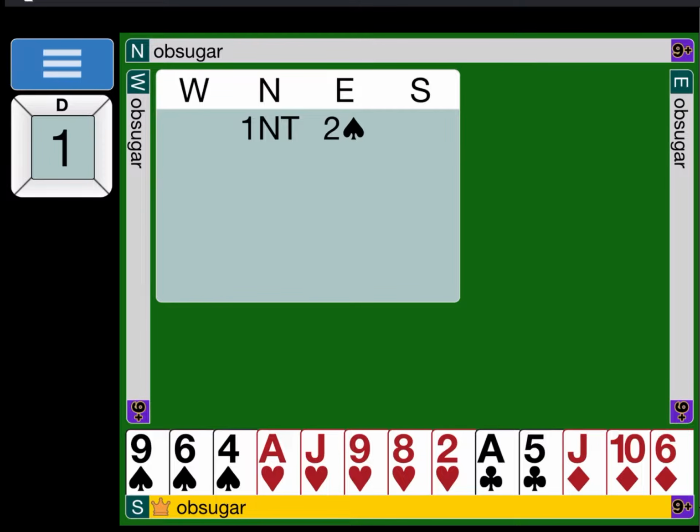Okay. 3 level bids are game forcing after opponents interfere with our no trump. So 3 hearts is game forcing. Now that doesn't say it has to be played in hearts, right? Because your partner may have 2 and have a spade stop, and they may decide, well, the best thing is to be in no trump, right? But now you're forcing the game, and if he bids 3 no trump, with this hand, you pass.